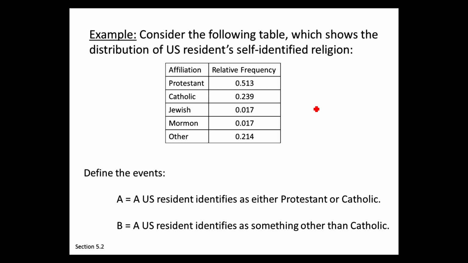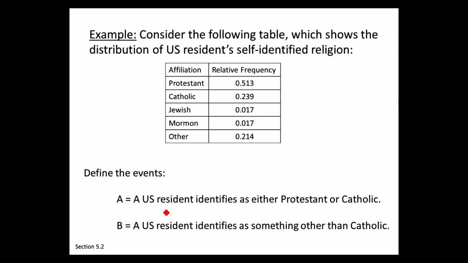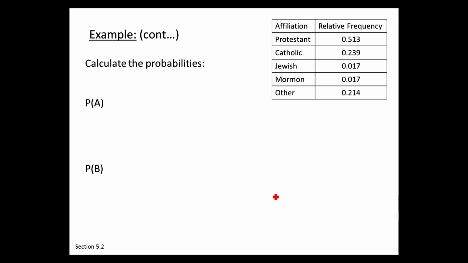All right, so we have these events A and B. A is that the U.S. resident identifies as either a Protestant or a Catholic, and B is that the U.S. resident identifies as something other than Catholic. Okay, so looking at these probabilities, what would be the probability of A? So remember, how do we define A? A is Protestant or Catholic. So what would be the probability of Protestant or Catholic?